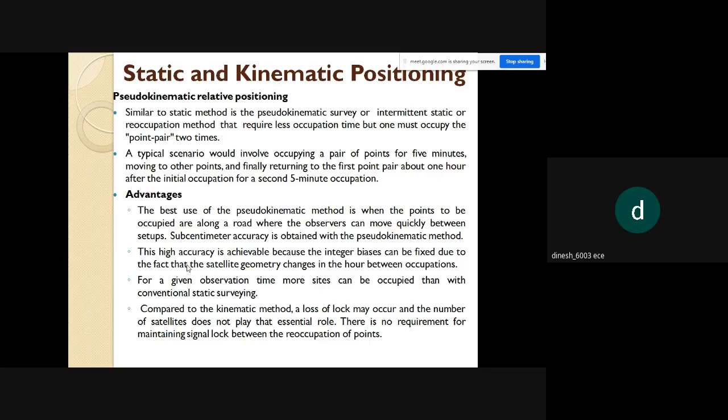There is higher accuracy achievable if the integer bias is resolved. This is not only for 5 minutes, you can extend it also. It depends upon the type of application that we use. If you want to measure for 10 minutes, you can do it. 15 minutes, you can do it, and it goes on. So it depends upon the observation time.